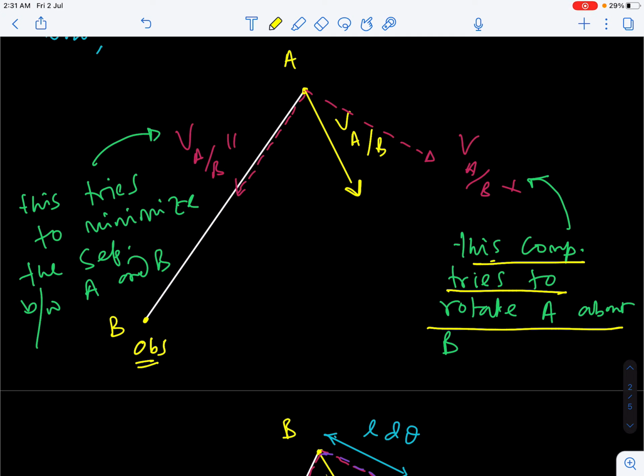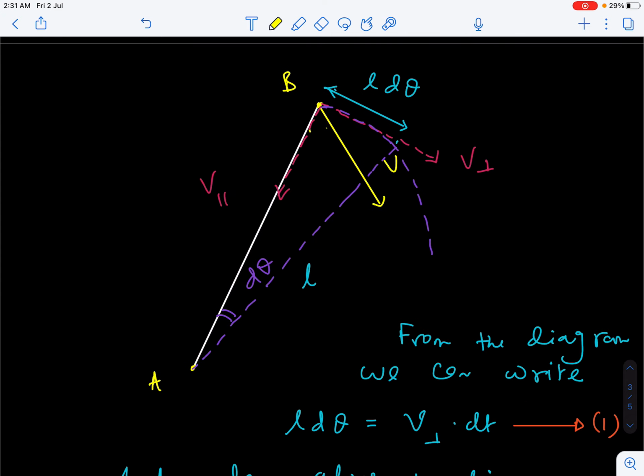It is trying to minimize the separation between the line joining A and B. So it's a very complicated kind of motion. That means the point A will rotate as well as try to decrease the separation between the two points. So now I'm going to the mathematical part.